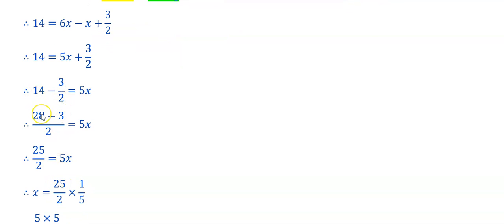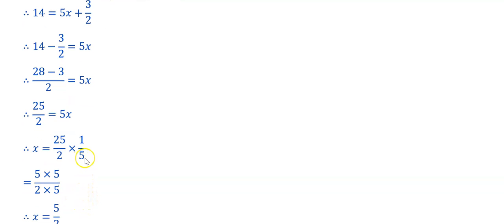Now 2 into 14, that is 28. Okay, 28 minus 3 upon 2. Okay, here 28 - 3 makes 25 upon 2, that equals 5x. Therefore we want to find the value of x. As 5 is multiplied to this x, when we transpose to the left hand side, it will become divided, it becomes 1 by 5, and therefore 25/2 into 1/5. Next simplification is very easy.